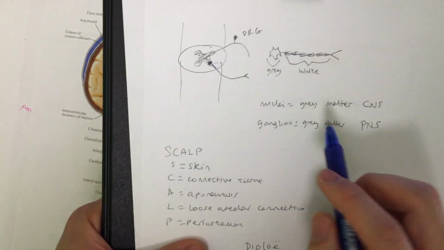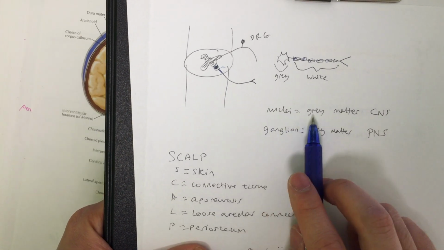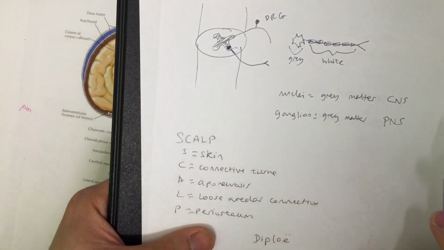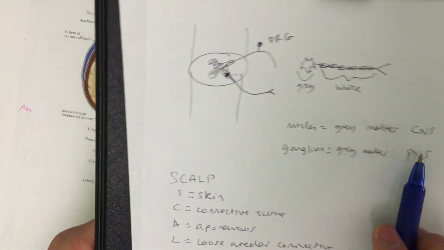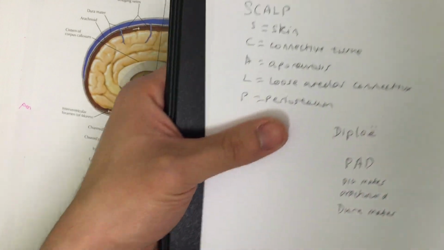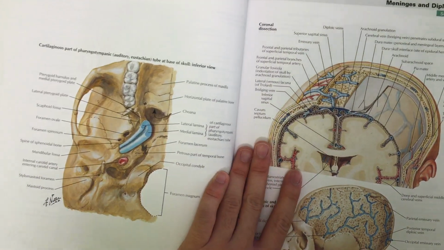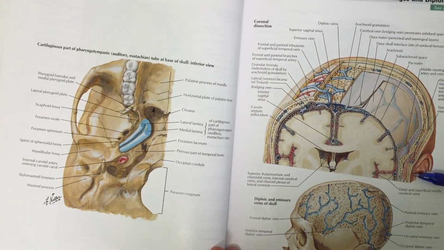And then I went on to talk about the difference between nuclei and ganglion. Nuclei and ganglion are both grey matter, but nuclei are found in the CNS and ganglion are found in the PNS.